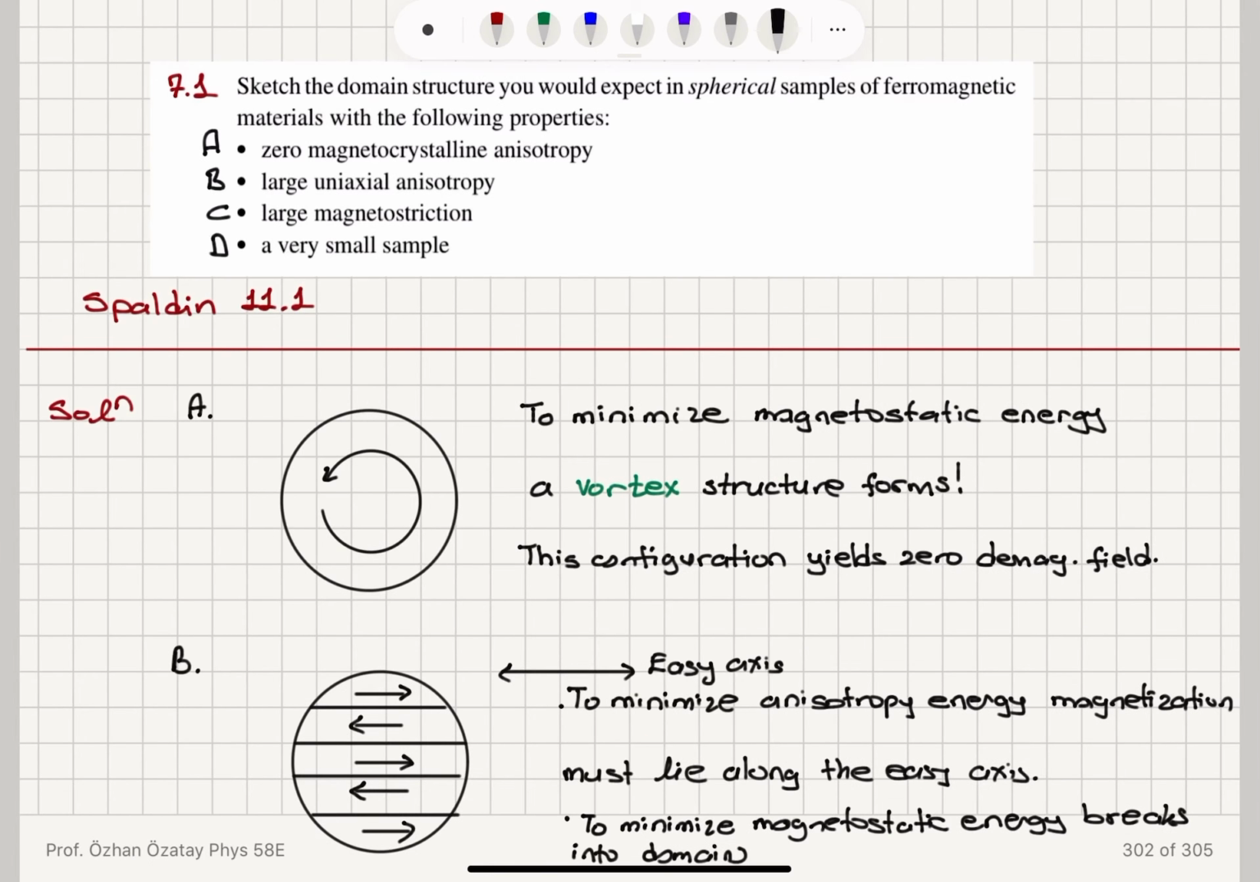Okay, so to summarize, we have analyzed the 4 different cases for spherical samples of ferromagnetic material. If it has no anisotropy, it's going to form a vortex structure to minimize magnetostatic energy. If it has a large uniaxial anisotropy, the magnetization must point in the direction specified by the uniaxial anisotropy, but we must form domains to also minimize magnetostatic energy. However, the number of domains we form will depend on the energy cost in forming these domain walls. So few domains will form.